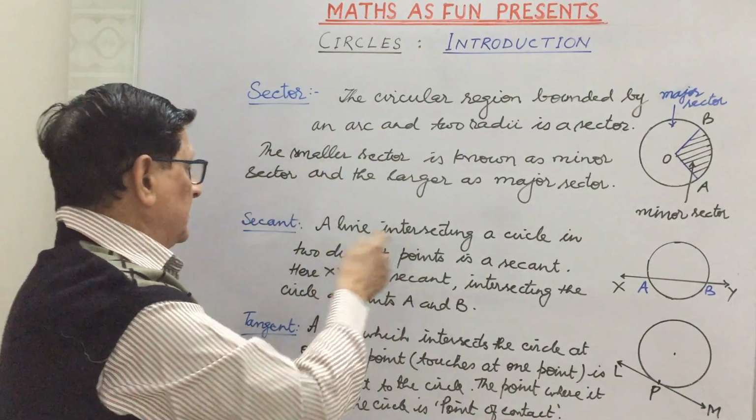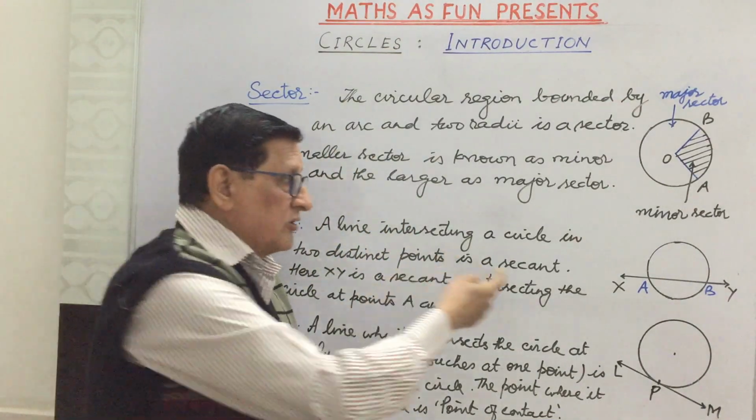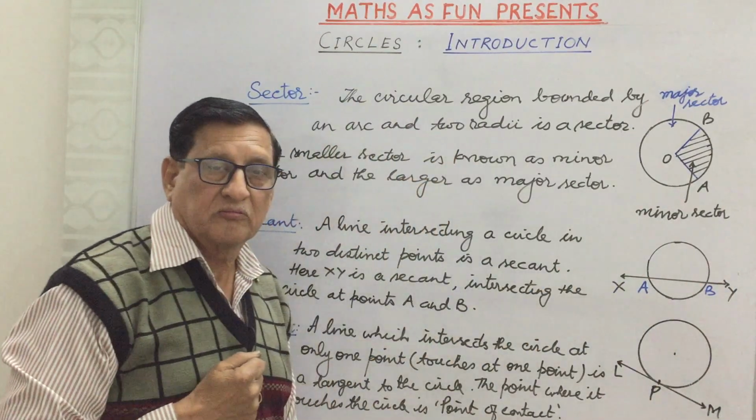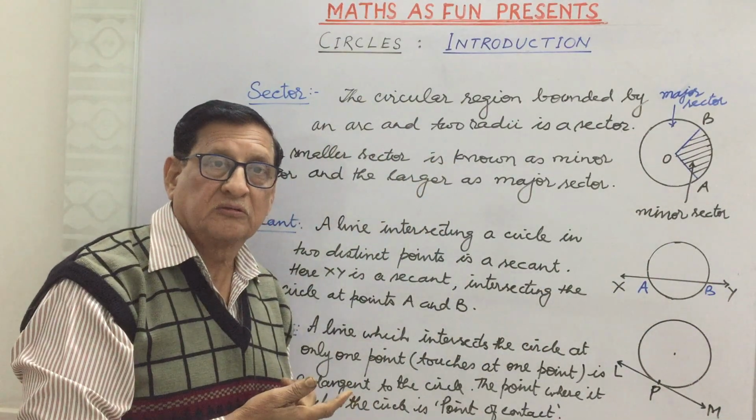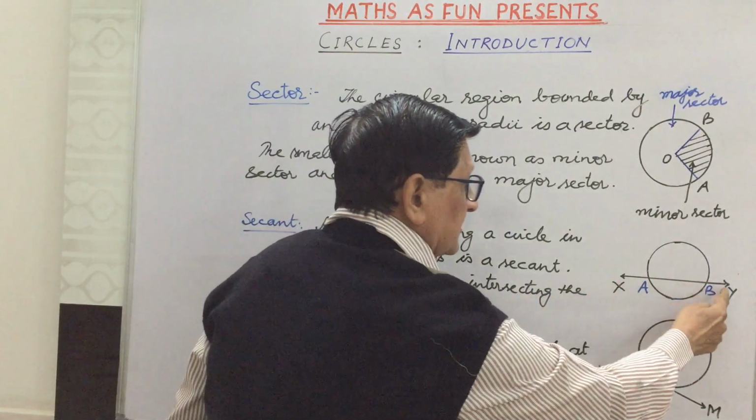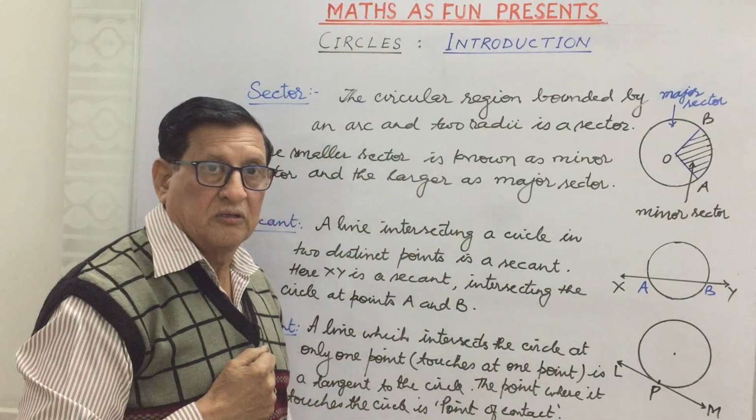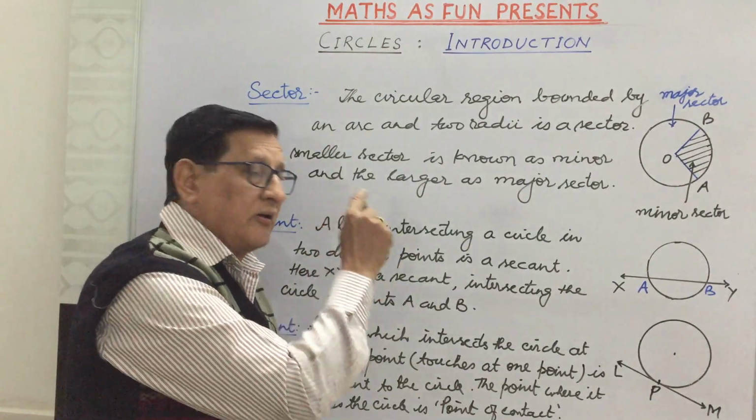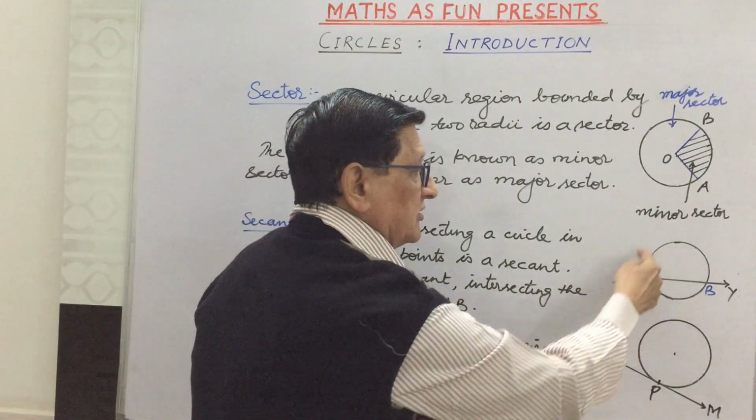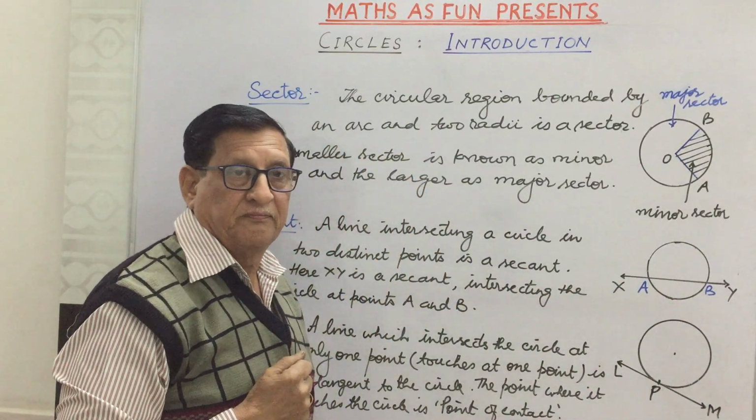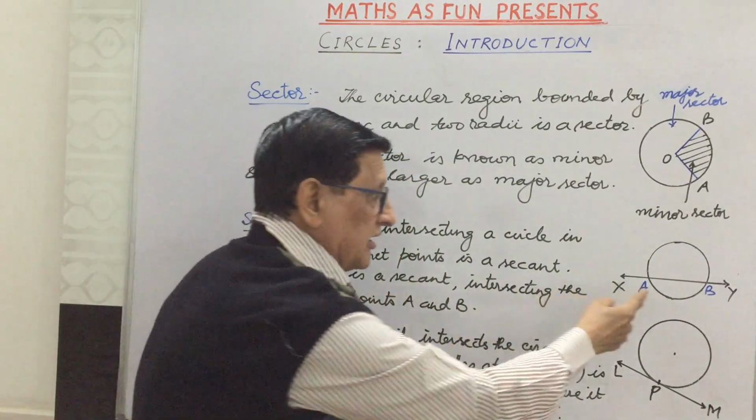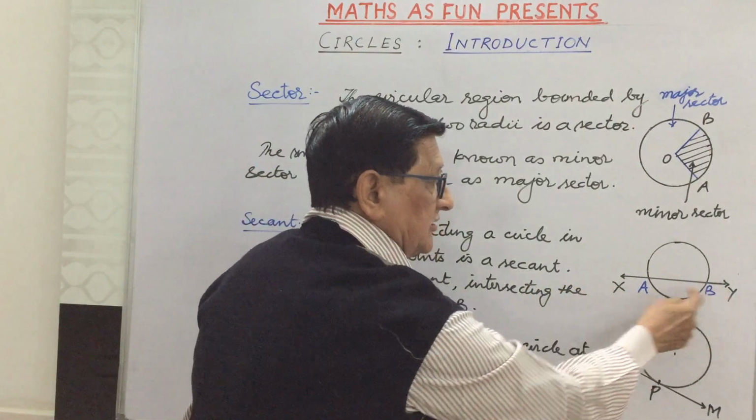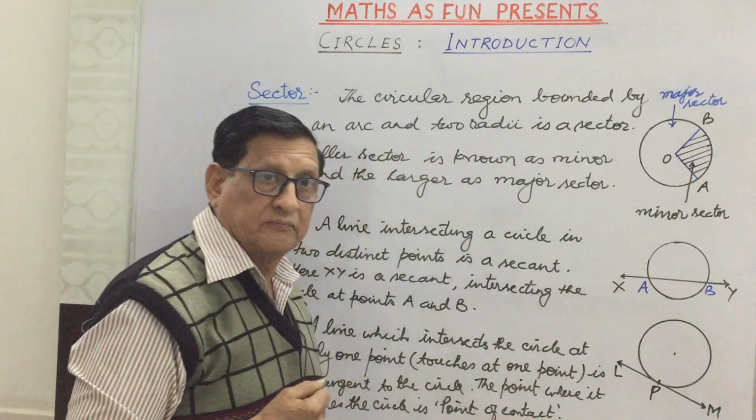Now what about the secant? If we draw a line which is intersecting a circle in 2 points, and those 2 points are distinct, then this line is known as a secant. So how can we define it? A straight line which intersects a circle in 2 distinct points is a secant. Here we find XY is a secant intersecting at A and B.